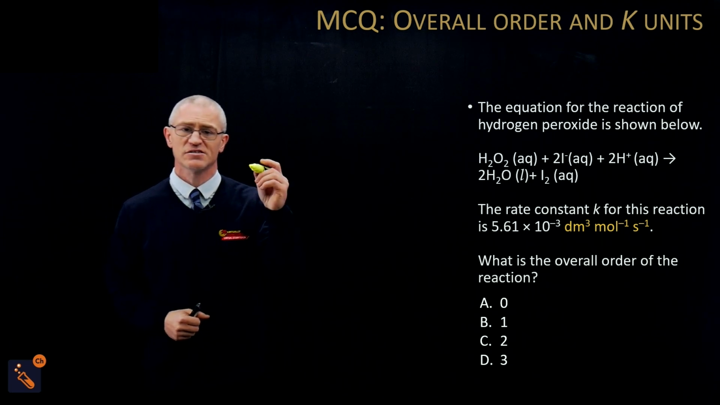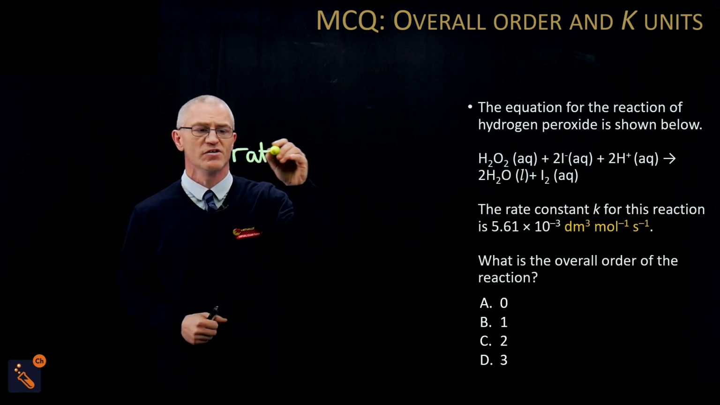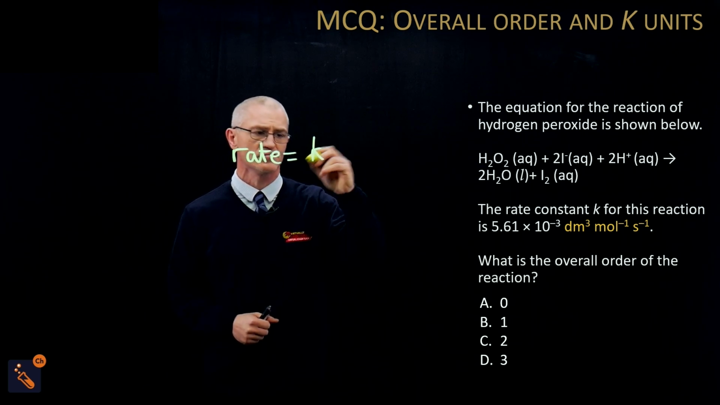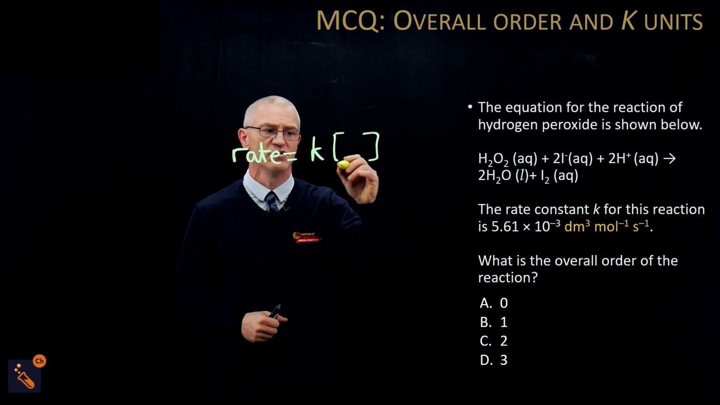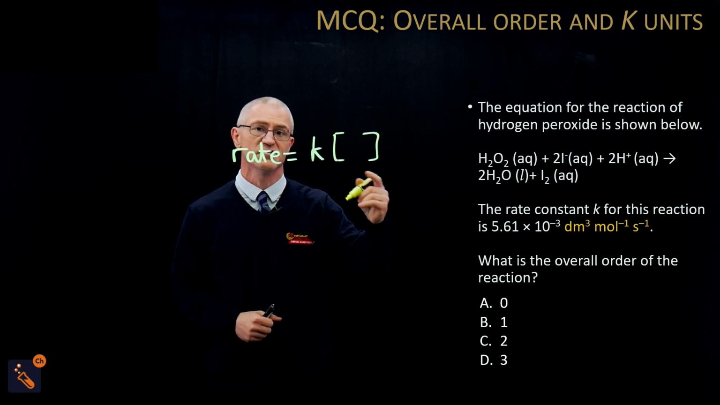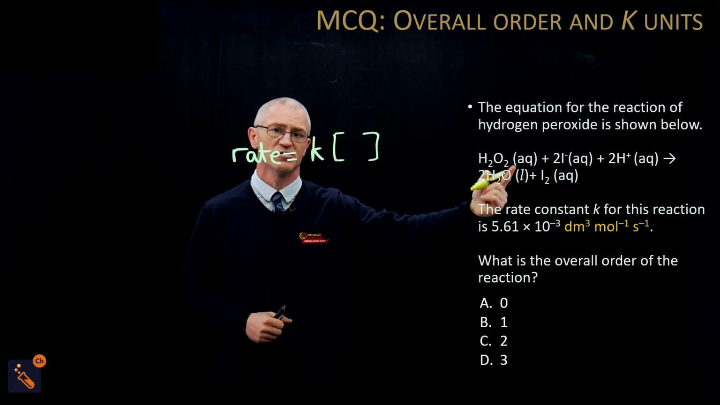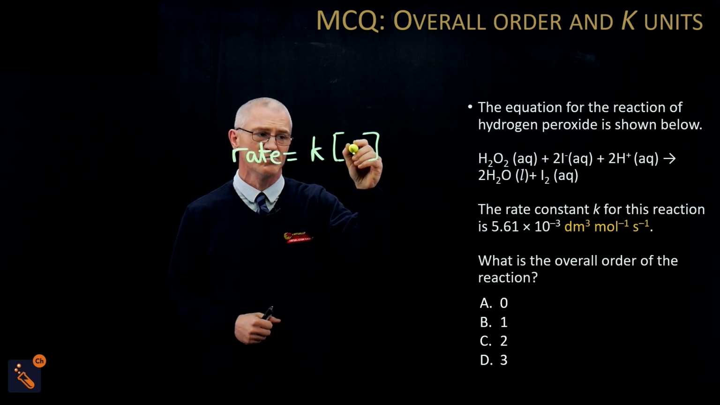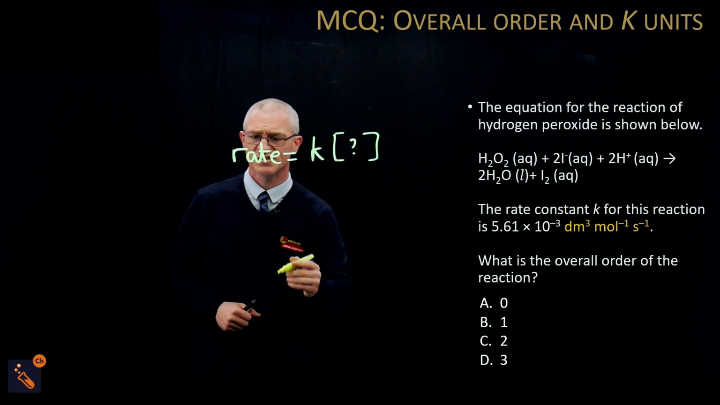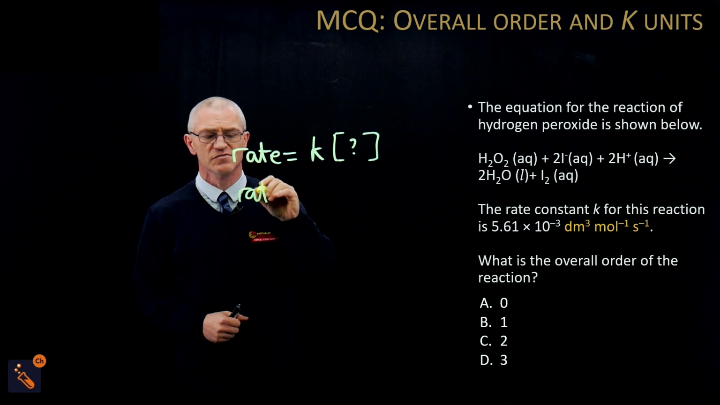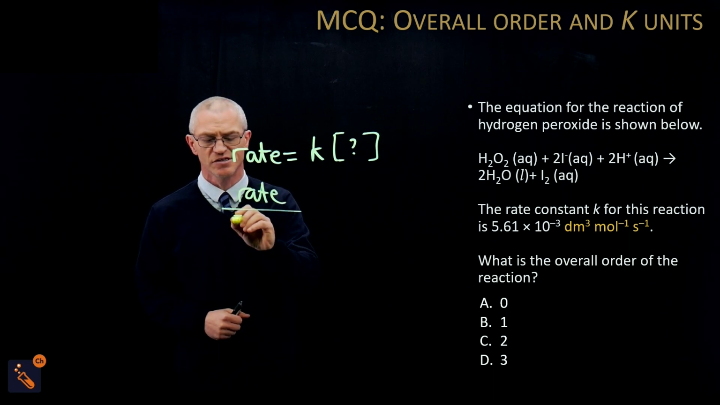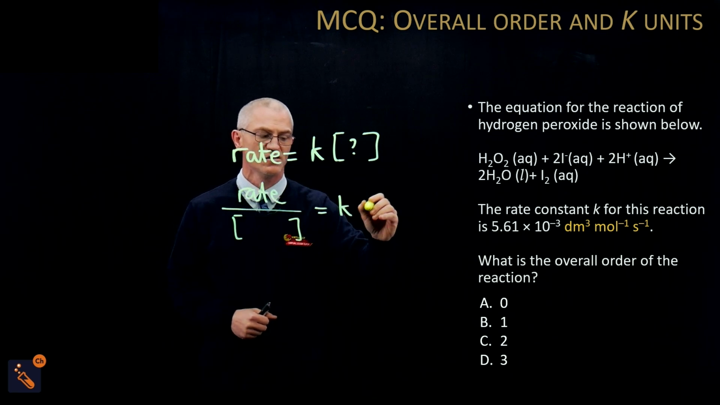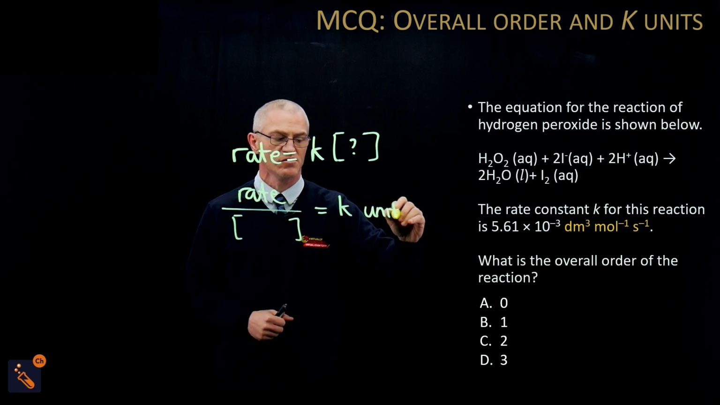So let's think about the equation itself. It's going to be rate equals k times the concentration, for example, of our reactants. So it could be H2O2 or 2I-. We don't know whether one is zero order, one is first order, and we don't know this part. But what we do know, if you rearrange it, is rate divided by this will equal k, and therefore that will equal the units of k.